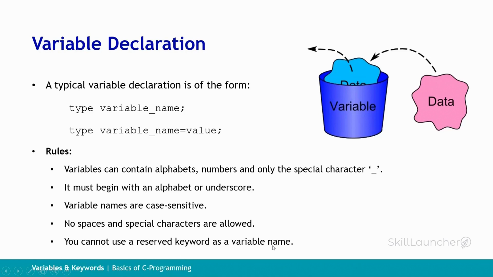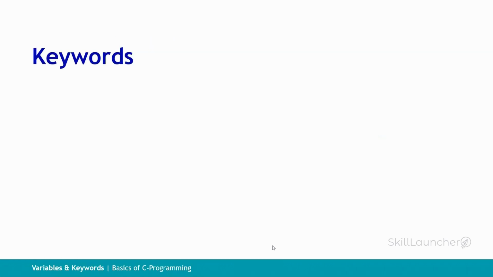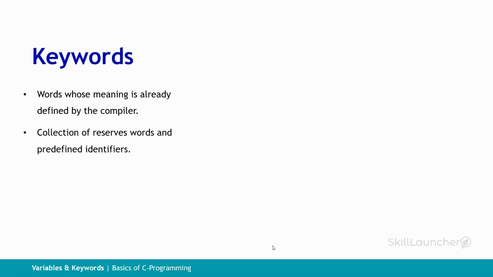Now what is a keyword? Let us learn that. Keywords are those words whose meaning is already defined by the compiler. These words cannot be used as an identifier because their meaning is already defined in the compiler and we cannot assign another meaning in our program. So they cannot be used as a variable's name. Note that keywords are the collection of reserved words and predefined identifiers.